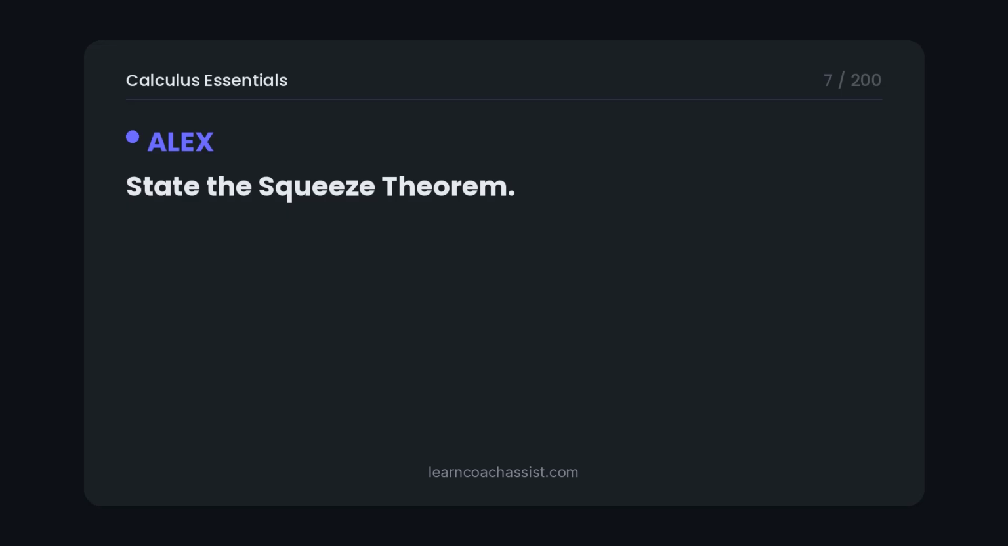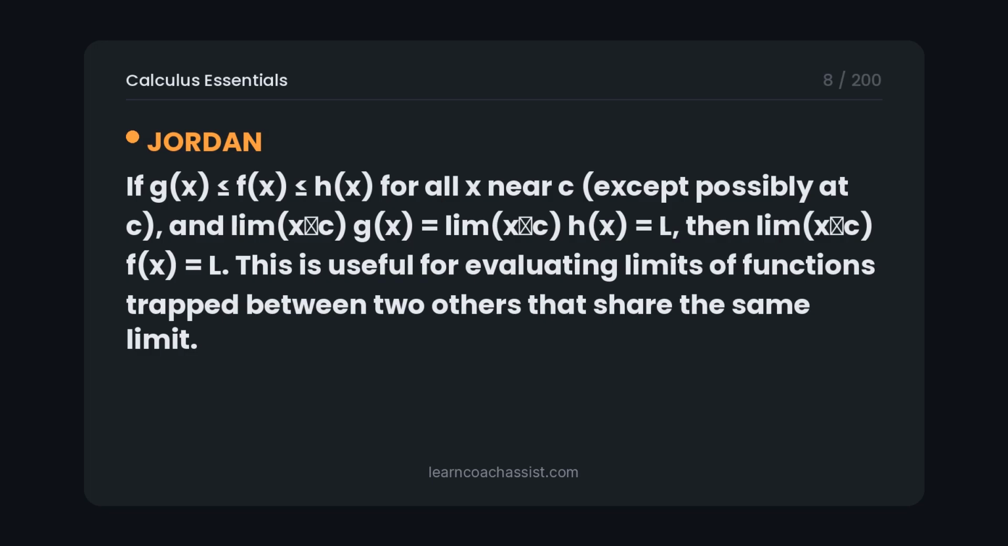State the squeeze theorem. If g(x) ≤ f(x) ≤ h(x) for all x near c, except possibly at c, and lim x→c g(x) equals lim x→c h(x) equals L, then lim x→c f(x) equals L. This is useful for evaluating limits of functions trapped between two others that share the same limit.